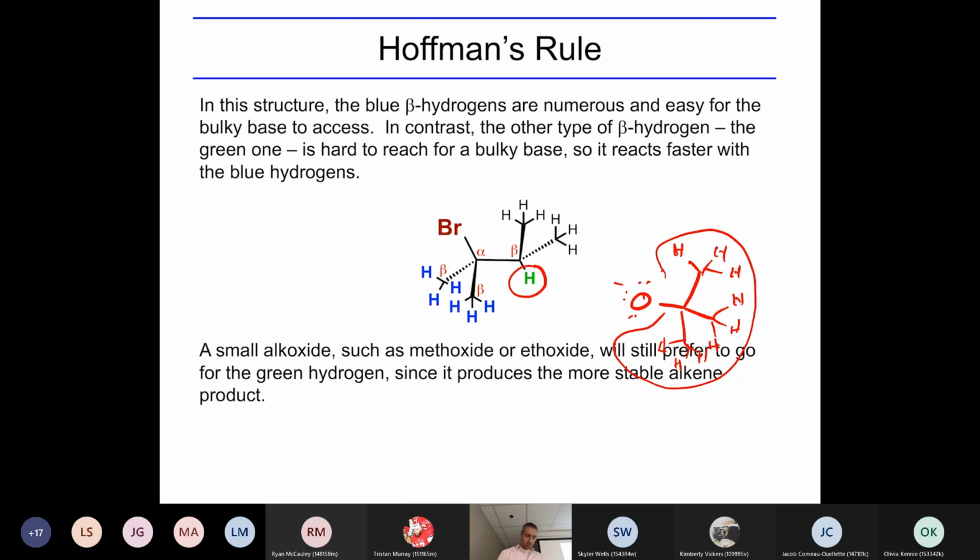So if it gets at one of the blue ones, you're going to have a product that looks like this. But to get at the green one, that would give you the better product, the more stable product. Just because of the bulkiness here, it has a hard time doing that. So small bases will give you the more stable product. Bulky bases will give you the less stable product. It's called Hofmann's rule.